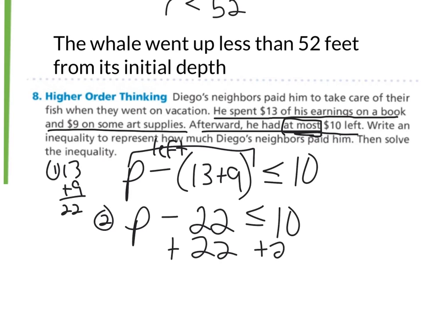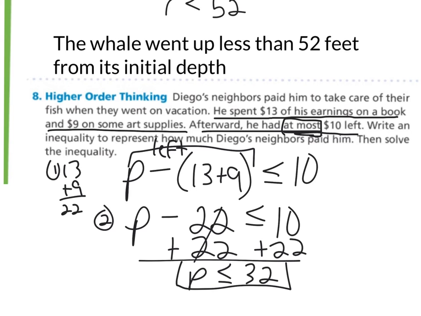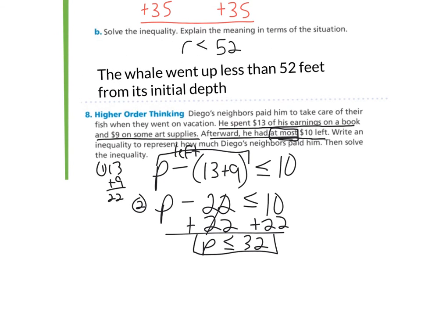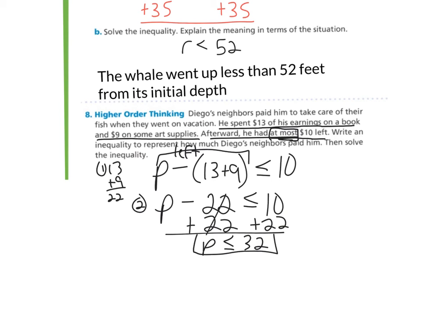And then they're subtracting, so if you add 22, then P is less than or equal to 32. Means he got paid $32 or less, or he got paid at most $32. So this gives you an idea of how to solve inequalities using addition or subtraction.